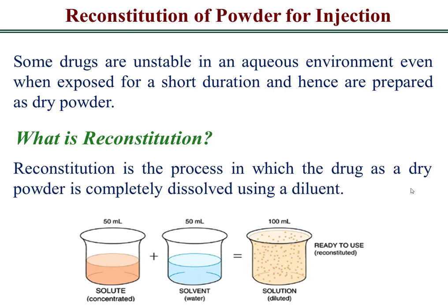Reconstitution is essentially the process through which you take a dry powder drug and completely dissolve it using a diluent. And typically the diluent that you'll be using is sterile water for injection, bacteriostatic water for injection, and so on. So you add a specified volume, based on the formulation parameters, of diluent to the dry powder, and that gives you your reconstituted preparation. You just want to keep in mind that your final reconstituted solution should be free from particulates of any kind and should basically be clear. Those are a few things you want to keep in mind.